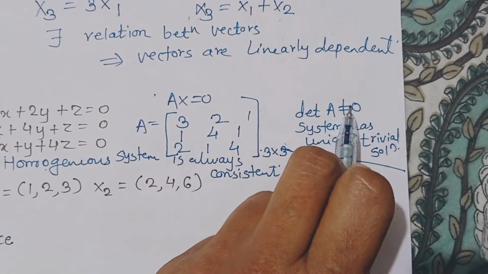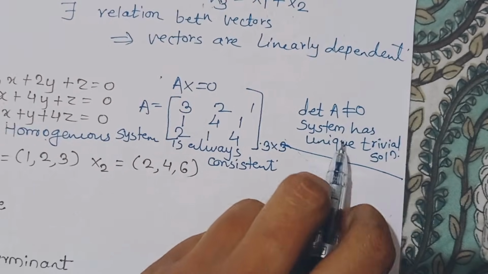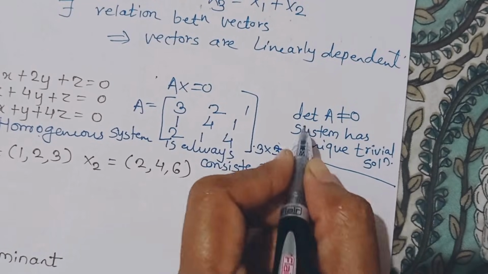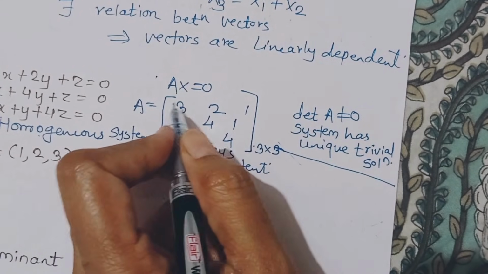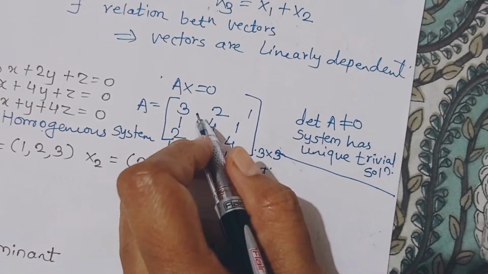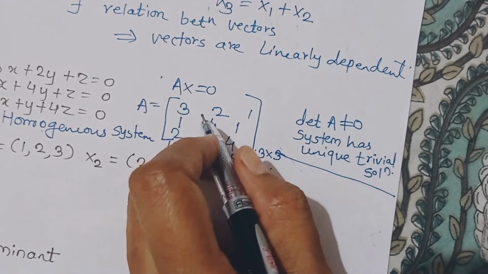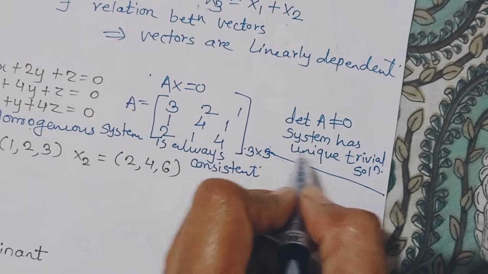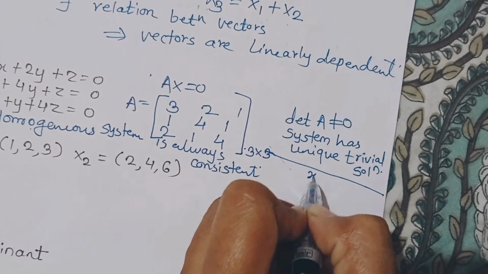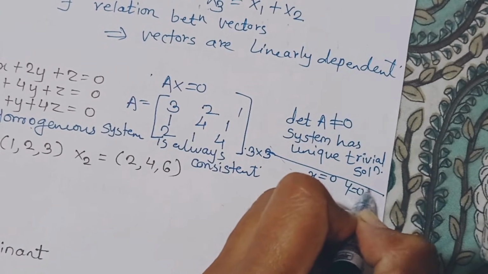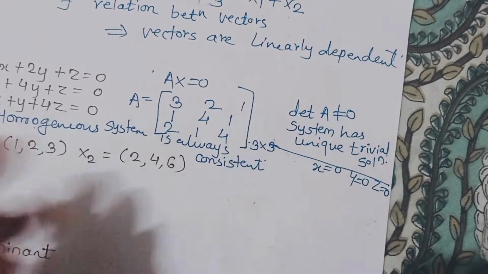If determinant of A is not equal to 0, then the system has the unique trivial solution. Here you can find the determinant of A, and determinant of A is not equal to 0. Here it has the trivial solution, that means x is equal to 0, y equal to 0, and z is equal to 0, which is the unique solution.